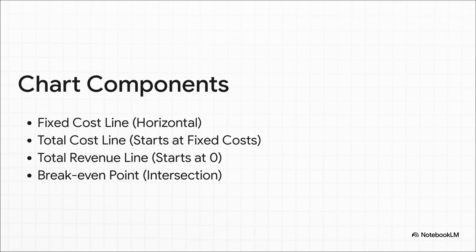Total revenue, on the other hand, starts at absolute 0. The absolute magic happens right where that revenue line climbs high enough to cross the total cost line. That intersection is your break-even point. Anything to the left is the danger zone, the loss zone. But everything to the right, that is pure profit.